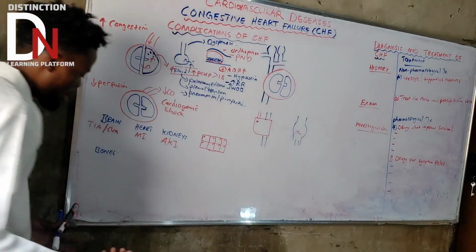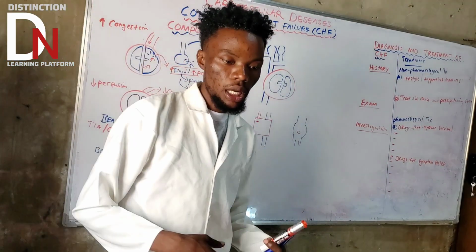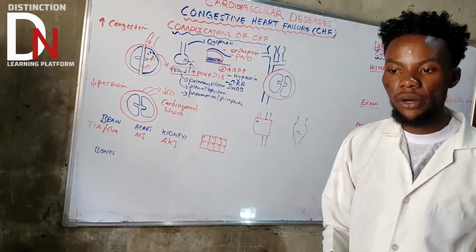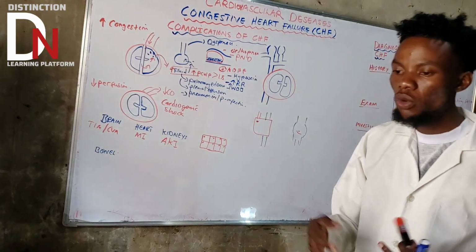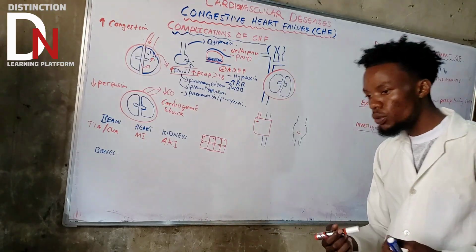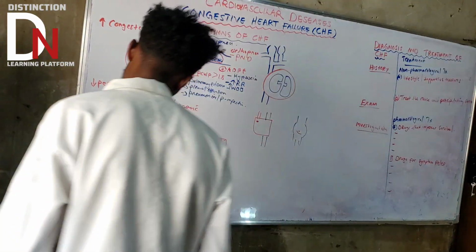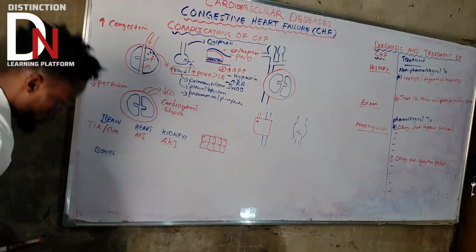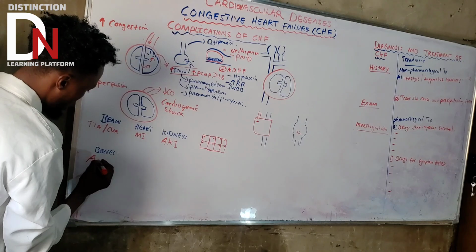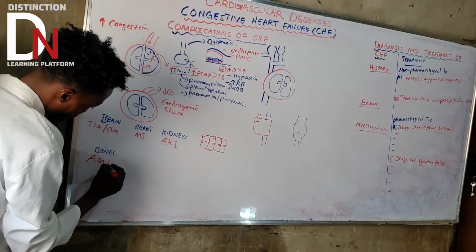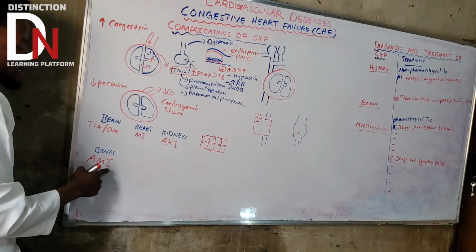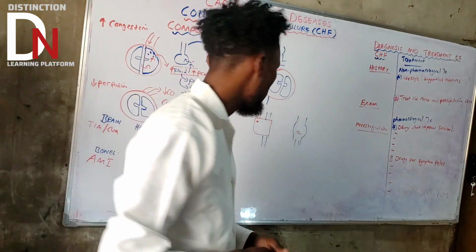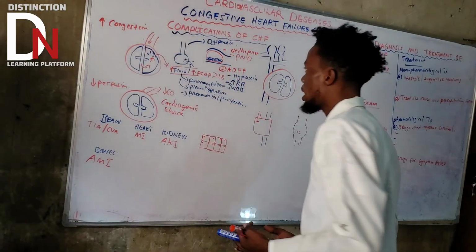The bowel. Under the bowel, if there is low tissue perfusion to the mesenteric arteries, it's going to cause ischemia to the bowel, and a lot of problems are going to arise. We call it AMI, acute mesenteric ischemia. So there will be ischemia of the bowel, due to low tissue perfusion to the bowel.